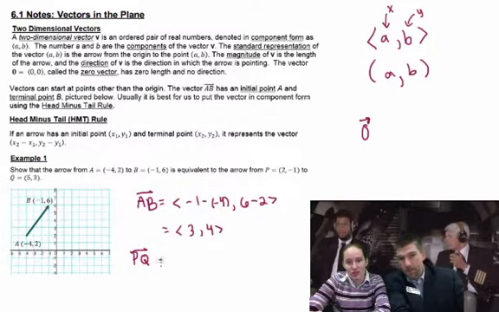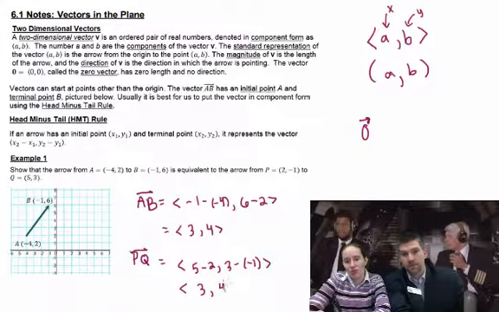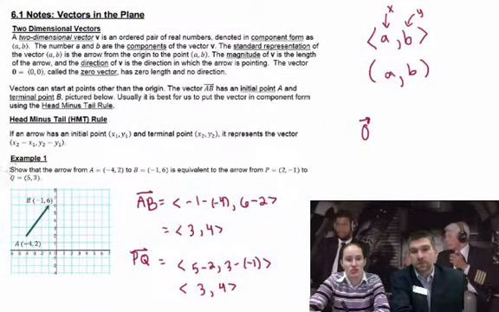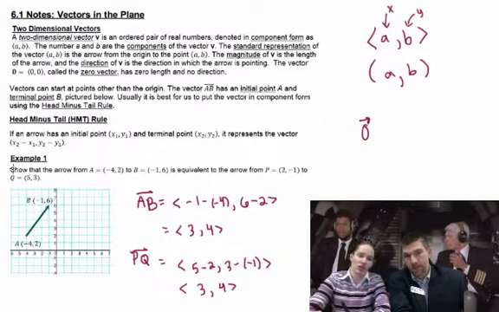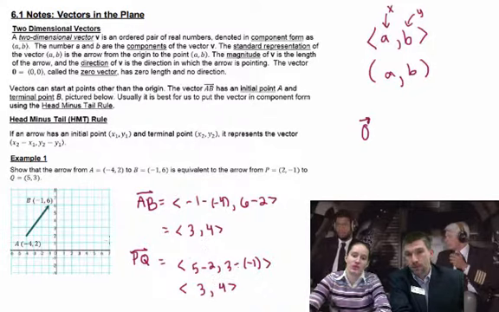PQ is 2, -1, 5, 3. So the x is 5 minus 2, and then the y is 3 minus -1. That's 3 comma 4. And so we've shown that these are the same because we ended up with the same thing in component form.